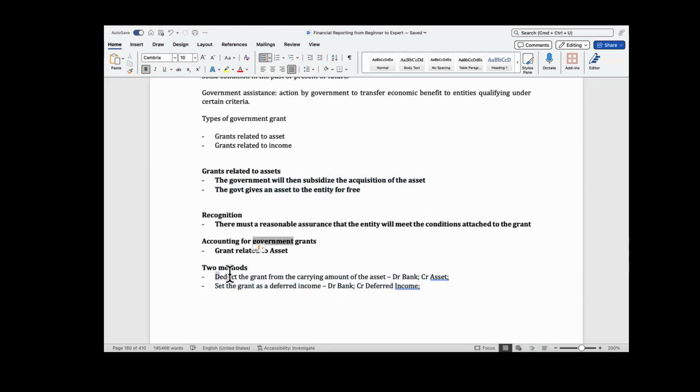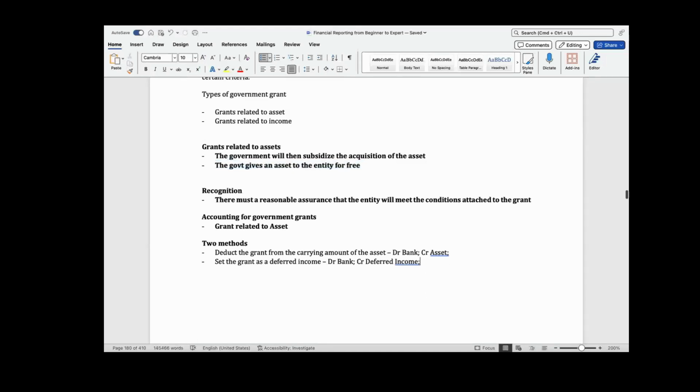So that is where you will deduct the grant from the carrying amount, or you set up the grant as a deferred income. It's either of these two, which is majorly what you will find in your exam. But I just need you to note that in case they just mention it one way or the other, if you get an asset for free, it's going to be measured at the fair value of that asset.